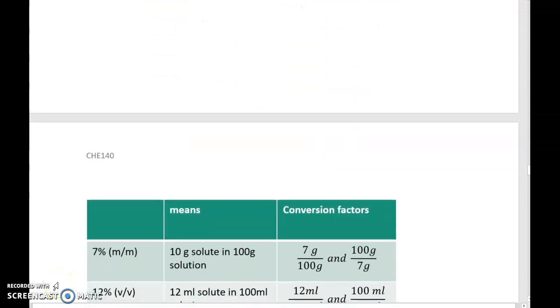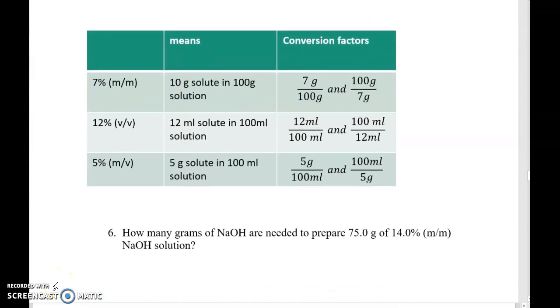That's the first three. Let's look at how we can use percents as conversion factors. So if I say 7% mass over mass, that's the same as saying that I have 7 grams of solute in 100 grams of solution. So we're writing an equality, and then we can use that equality to write these conversion factors. 7 grams over 100, 100 over 7 grams.